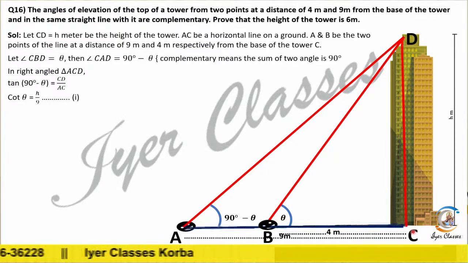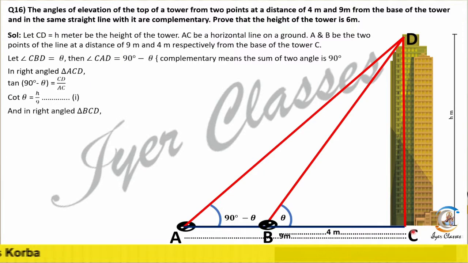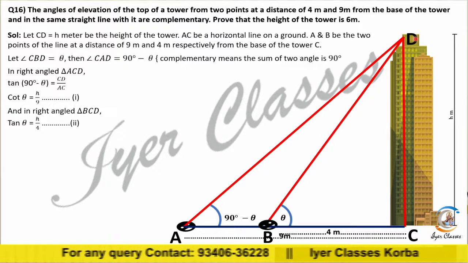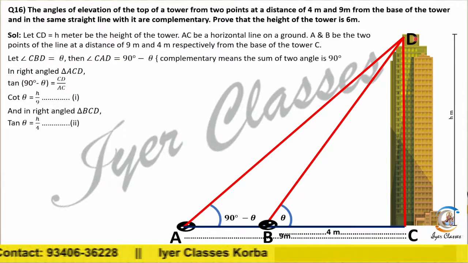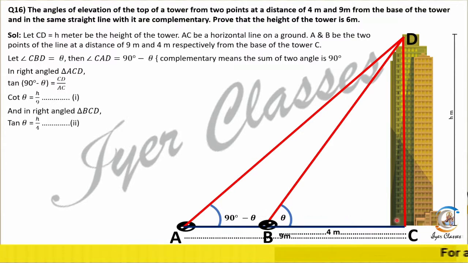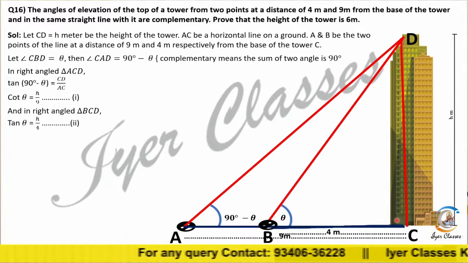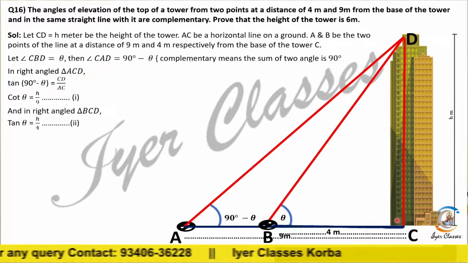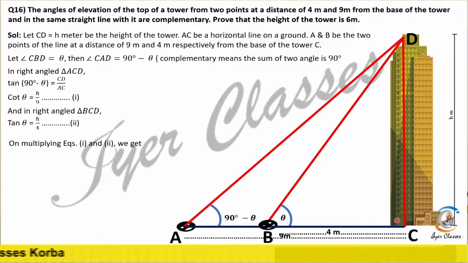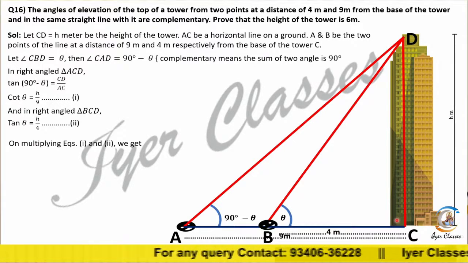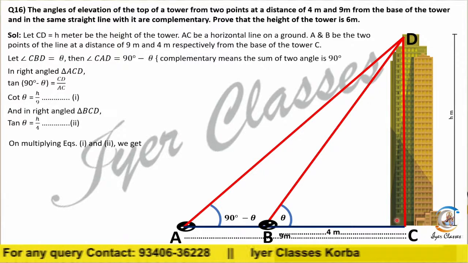Now let us move on to the second triangle, that is triangle BCD. Look at this triangle, this is BCD. In this triangle BCD, if you want to find the value of tan theta, it is again perpendicular by base. The perpendicular is equal to h and the base is equal to 4, which is BC. You can see here in the diagram. Now you have got two equations: one is cot theta equal to h by 9 and the other is tan theta equal to h by 4.